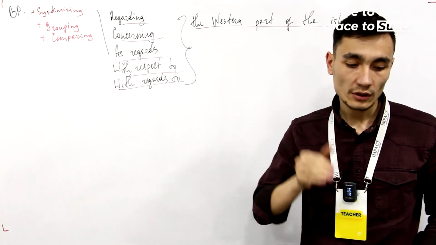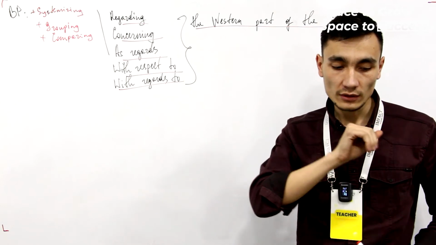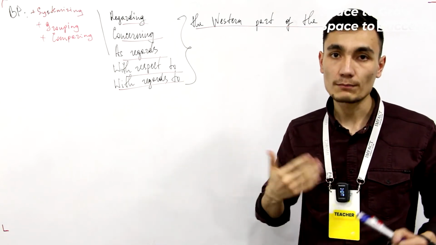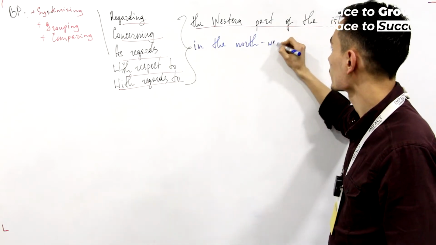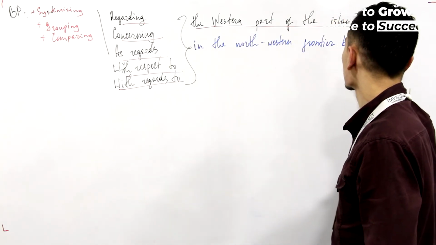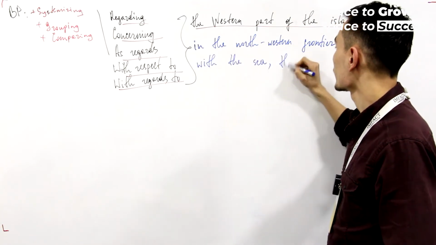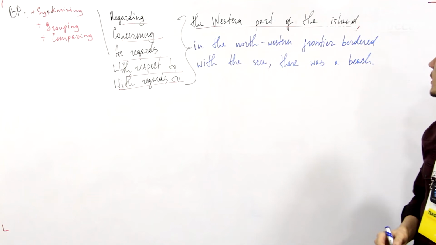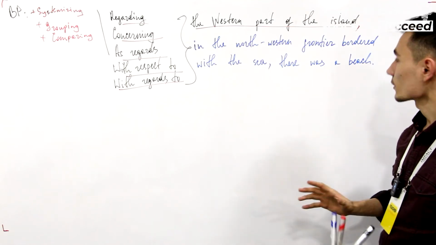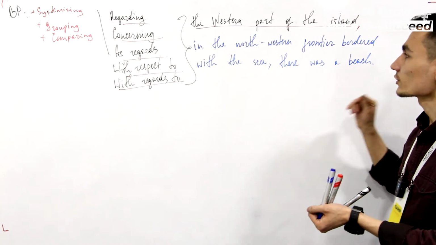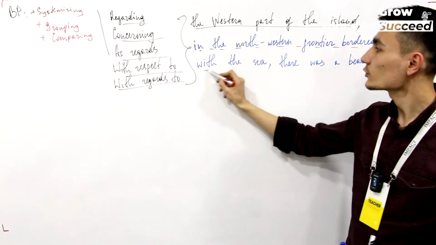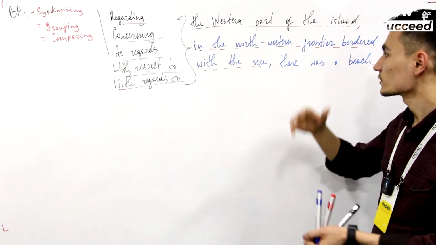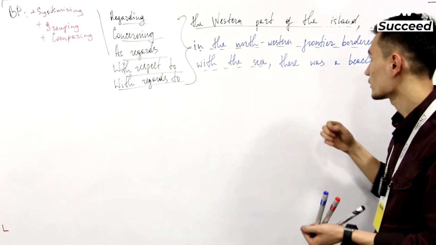So as you see, in the far western front, we have a beach. I wrote, in the northwestern frontier, bordered with the sea, there was a beach. So this was my location. I give the location at the beginning. As you see, you have to give the location at the beginning mostly, and you just give what is there. So there was a beach. I just simply wrote it.